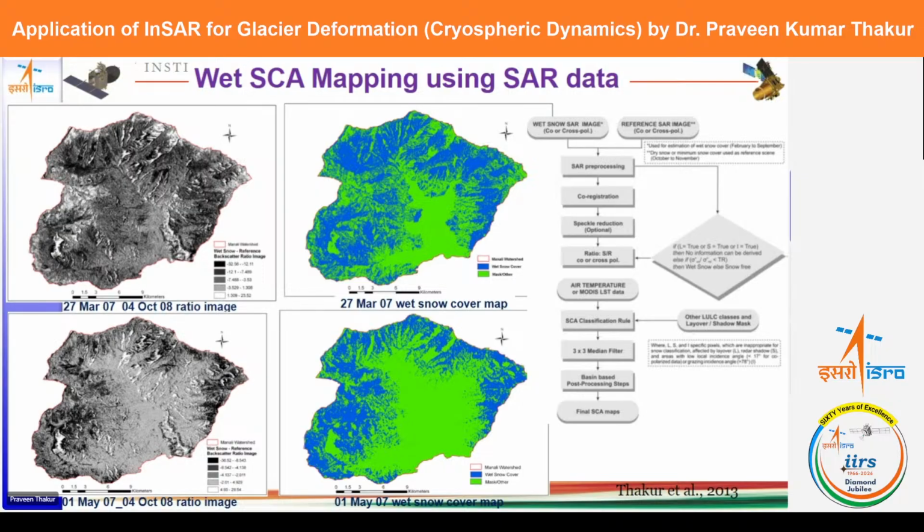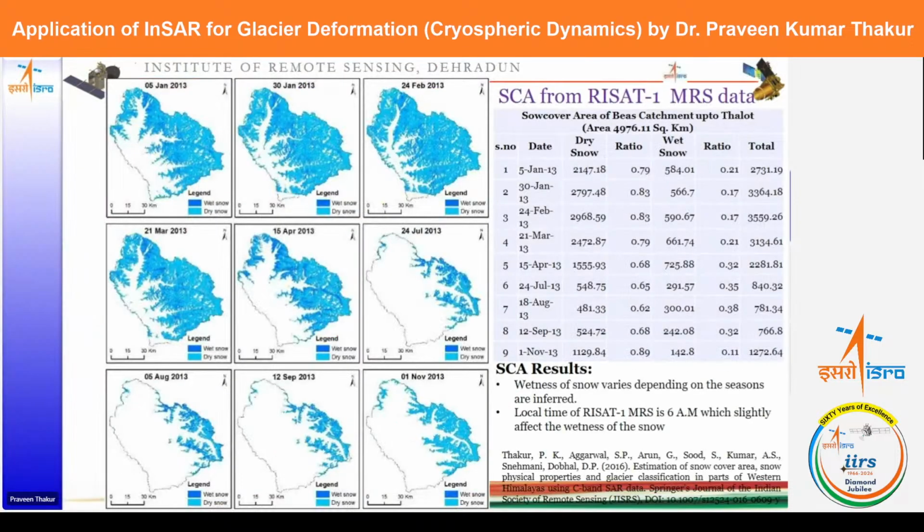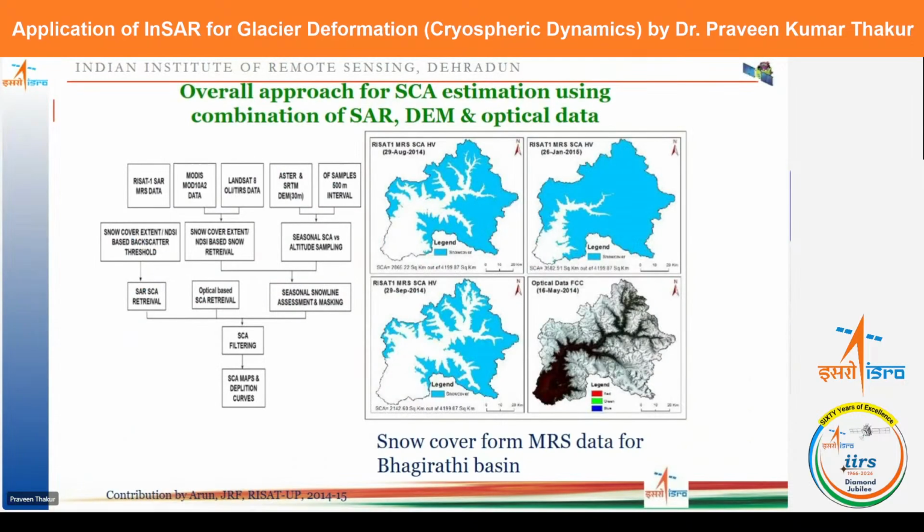And then because this algorithm may still not work for all terrains, for example the forested area, we mask out the forest and the layover shadow regions. But this is one of the methods which can give you operational wet snow cover mapping. The earlier example was from the EnviSat ASAR. This is an example from RISAT-1 data every 24 days for the Beas Basin. And similarly, this is for the Bhagirathi Basin up to Uttarkashi using the RISAT-1 MRS datasets.